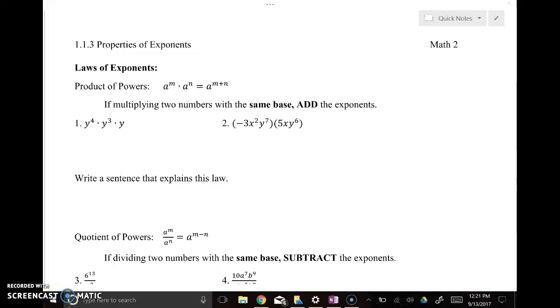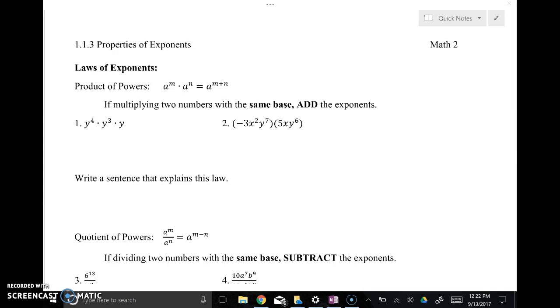Hi everyone, this is a tutorial video on properties of exponents. So I'm just going to walk you through a couple of our exponent rules and give you a few examples as well. Okay, so the very first one we're going to talk about is the product of powers.